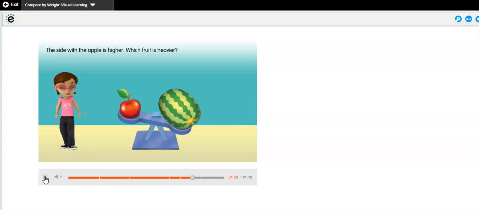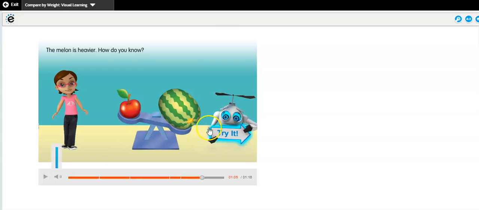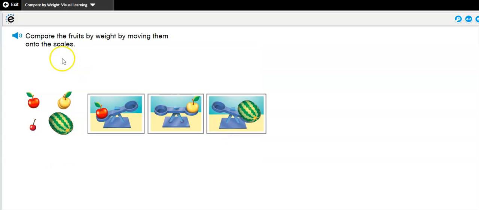Which fruit is heavier? The melon is heavier. How do you know? Let's try it. Compare the fruits by weight by moving them onto the scales. Okay, so let's look at the first picture. In the first picture, we have an apple, and the apple is lower. So we need to find a fruit that is lighter than the apple because it will be higher on the scale. So which fruit is lighter? I think the cherry is lighter.